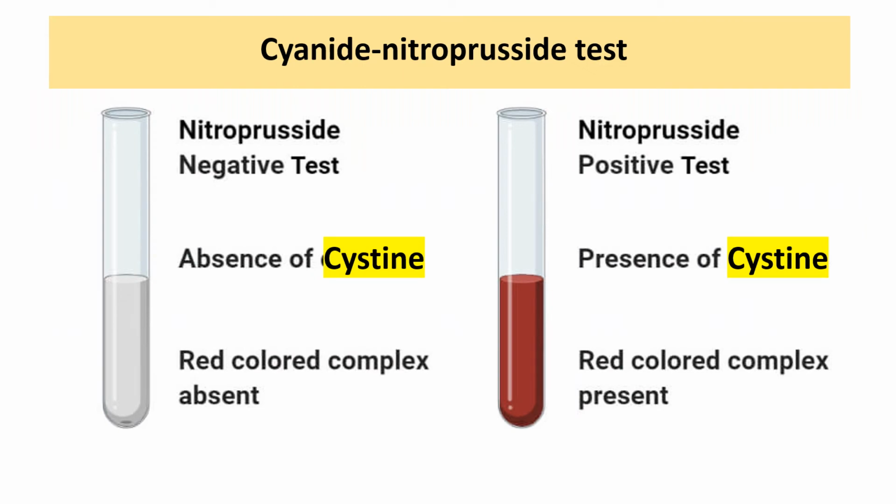Now in the cyanide nitroprusside test, we are taking a normal sample and a patient who is suffering from cystinuria. If the patient is suffering from cystinuria, here you can see a magenta red color complex is present. Why? Because cystine is there. This is a positive nitroprusside test, while if cystine is absent, there will be no red color. So if the test is positive, it means the sample contains cystine. If the test is negative, there is no red color complex, which means there is no cystinuria. Okay.